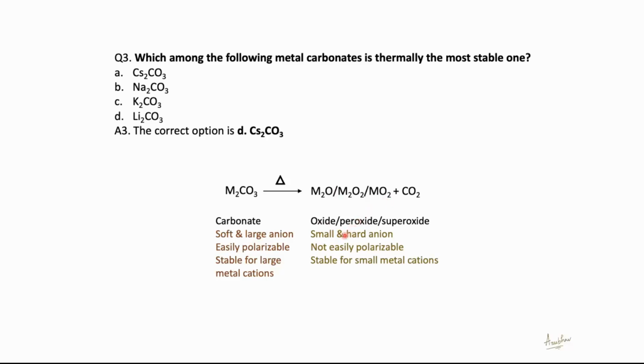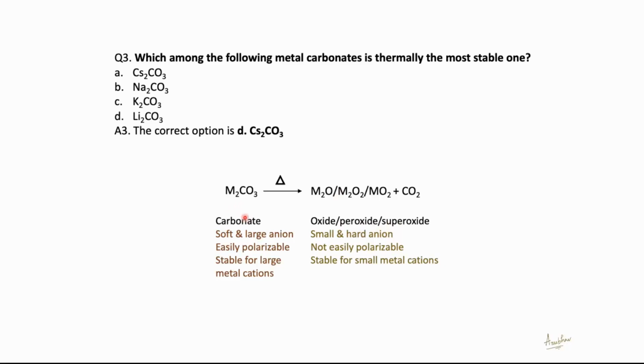So these are actually small anions, and they are hard anions, because oxygen is very much electronegative in nature, but carbon is not as electronegative as oxygen is. So because of the presence of carbon and because of the presence of the dinegative charge, carbonate anions are soft and large. But oxide or peroxide or superoxide, these anions are smaller and these are actually harder.